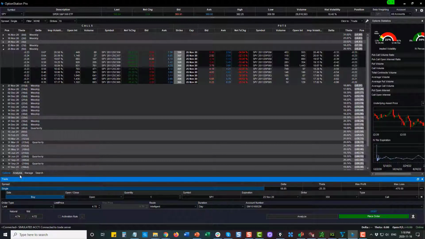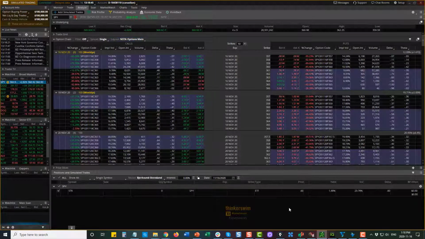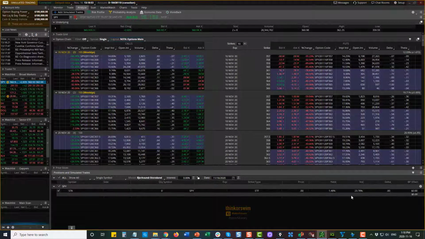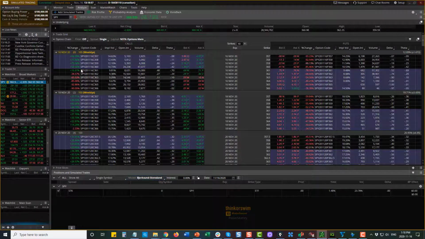Your order tickets are here, guys. If you look down here, if you're using, say, Think or Swim, you want to know, down here, you'll see you got positions and simulated trades, right? So if you're going to place a trade in here, you want to make sure you're using the right account, right? Make sure you're using the right account. Make sure you're attached to a sim account first.